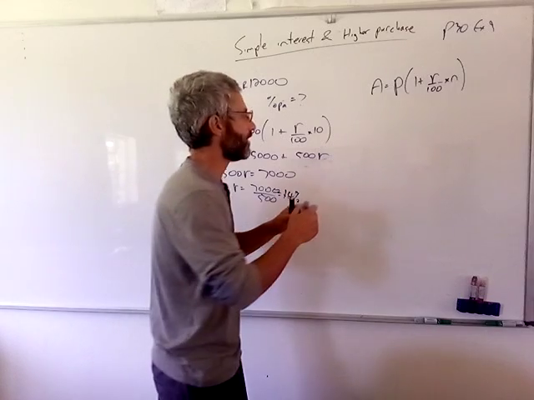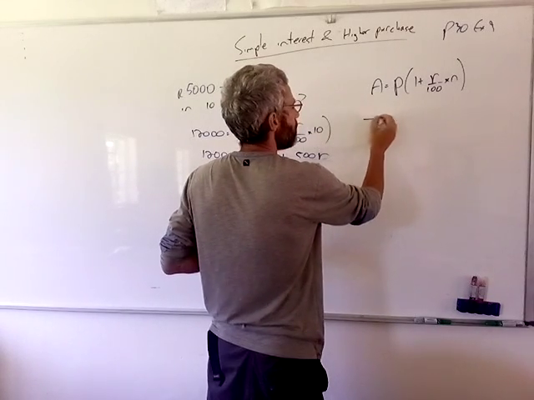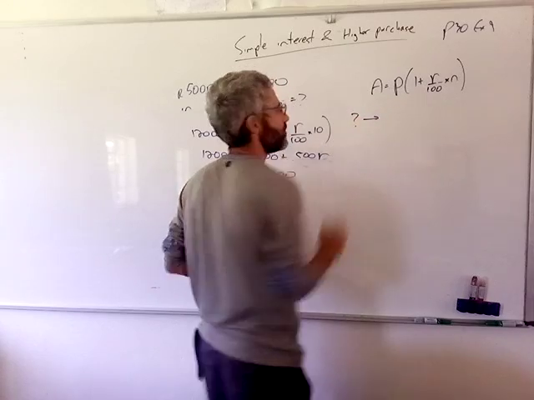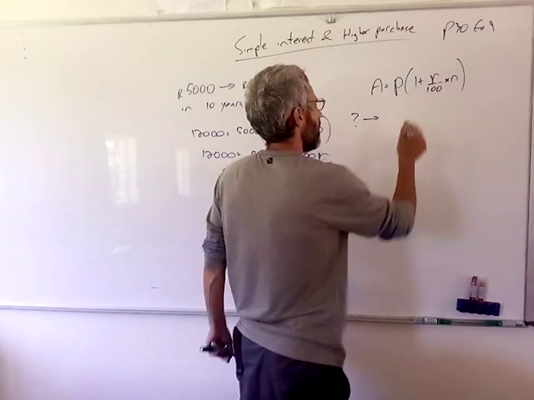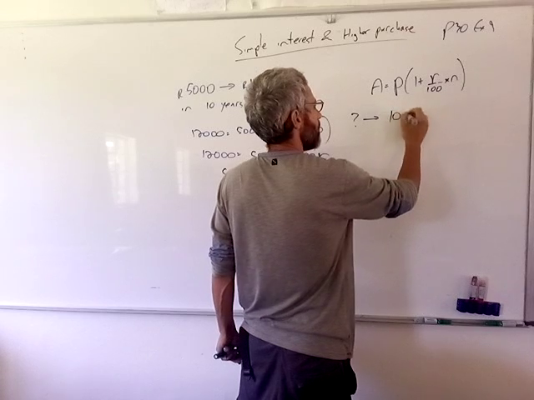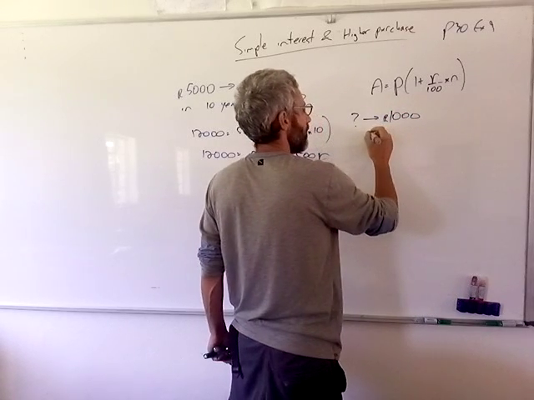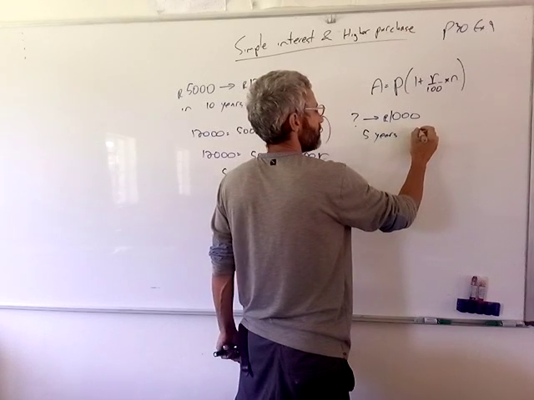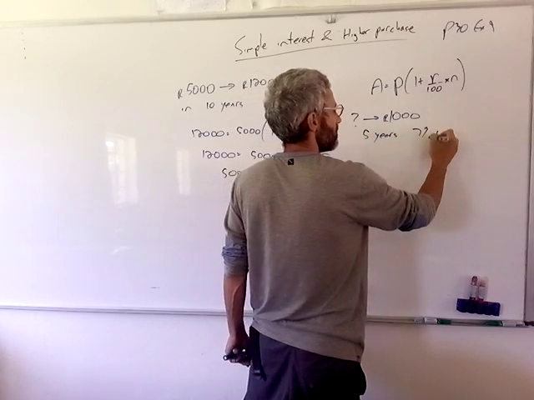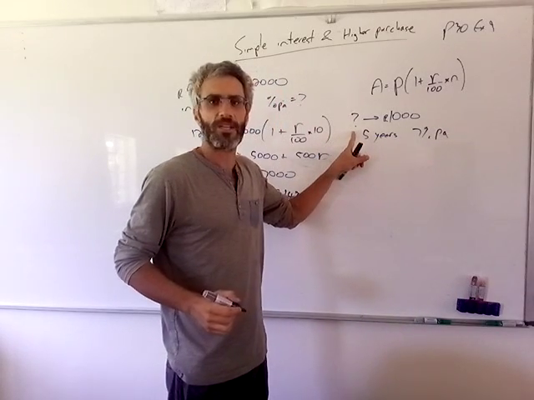Let's do another quick question. Let's say I started with a certain amount of money. I borrowed a certain amount of money, and eventually, let's use small numbers, I had to pay back 1,000 rand. And I took the saving over 5 years with 7% interest. How much money did I borrow in the beginning?